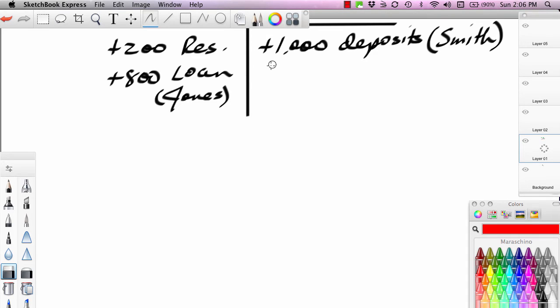This shows how one bank is affected by a transaction. I want to show how a series of banks are affected by a transaction. So here's what I want to do: I want to set up a series of T accounts. So let's go ahead and draw these together.